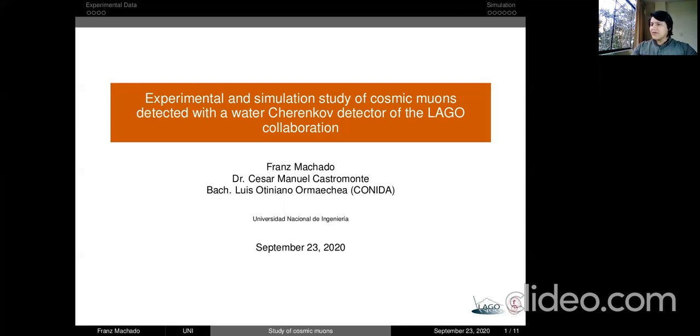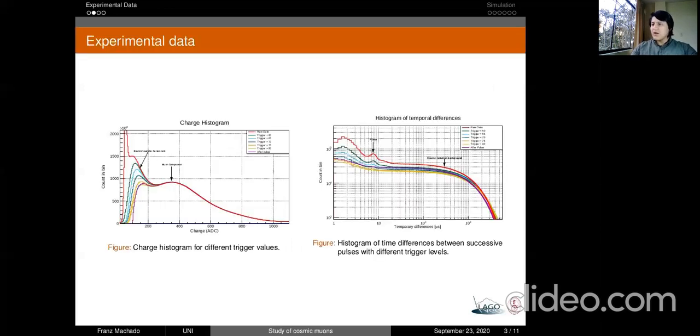In the first part, we use real data. With that data, we can obtain two principal histograms, the charge histogram and the histogram of temporal differences. The charge histogram is mainly used to calibrate a detector because we can find the relation between this unit, the unit that the electronics use to save the data, and the energy. For that we use the muon peak that is mainly known. And the histogram of temporal differences is used to calculate the mean lifetime of the muon.